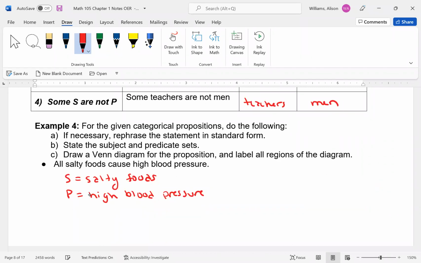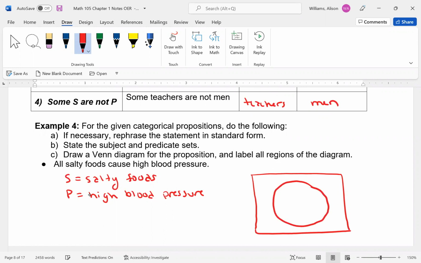If I were to draw a Venn diagram for this, if we're saying all salty foods cause high blood pressure, that's a subset, because we have this category of high blood pressure and salty foods are here within it. They all cause high blood pressure. That's how we've stated this. So this would be an example of a subset Venn diagram.